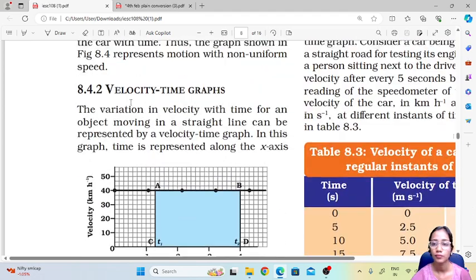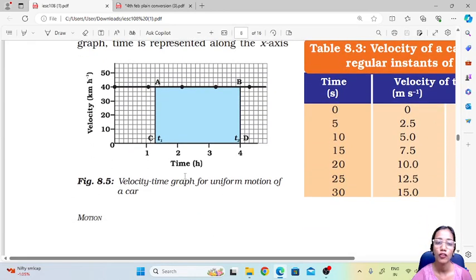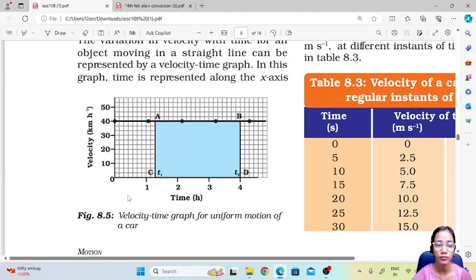So first is the velocity time graph for uniform motion of a car, or uniform acceleration. In this case we will see that at 40 kilometer per hour velocity, the time interval is changing. So in this case this is a uniform acceleration. Uniform acceleration means the acceleration is the same for different intervals of time, for the same intervals of time.